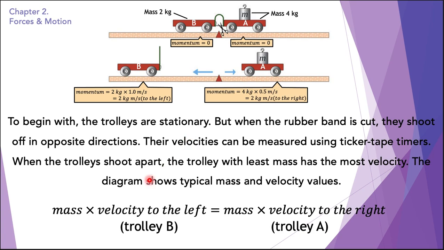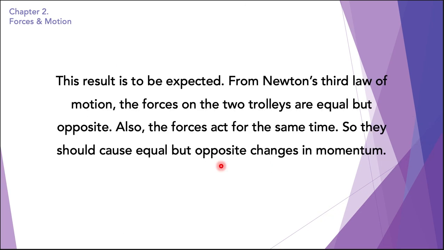So when the trolleys shoot apart, the trolley with the least mass has the most velocity. The diagram shows typical mass and velocity values, but mass into velocity to the left is equal to mass into velocity to the right. So the momentum of each trolley is equal to each other. So, the result is to be expected. From Newton's third law of motion, the forces on the two trolleys are equal but opposite. Also, the forces act for the same time, so they should cause equal but opposite changes in momentum.